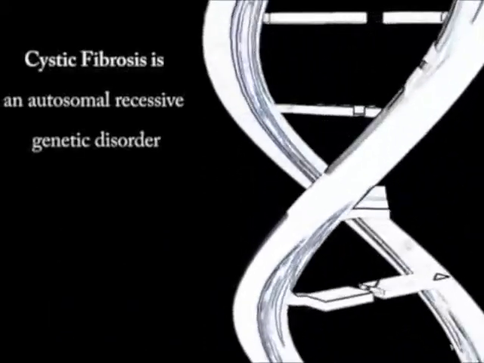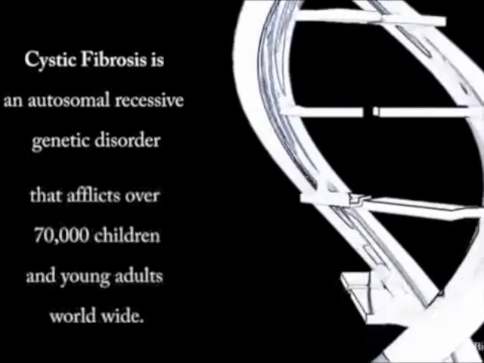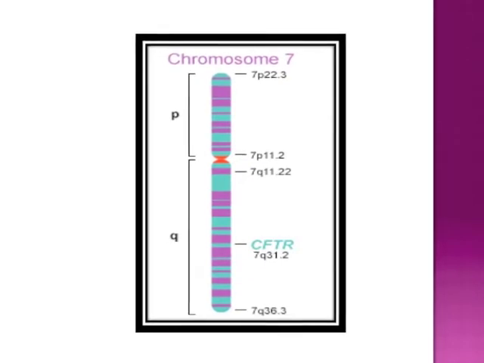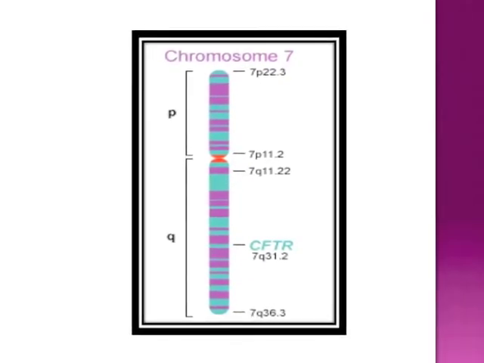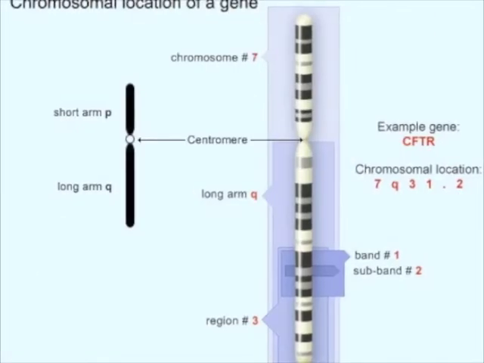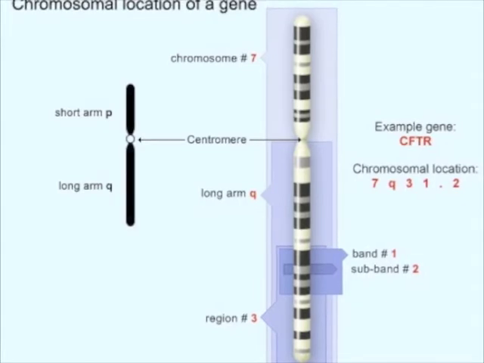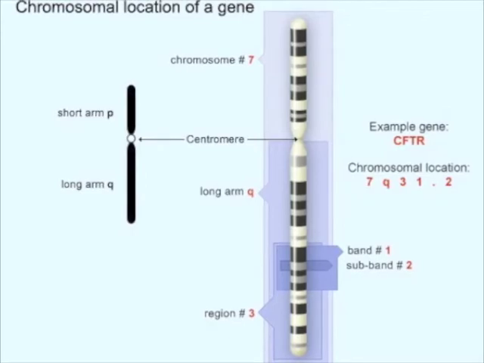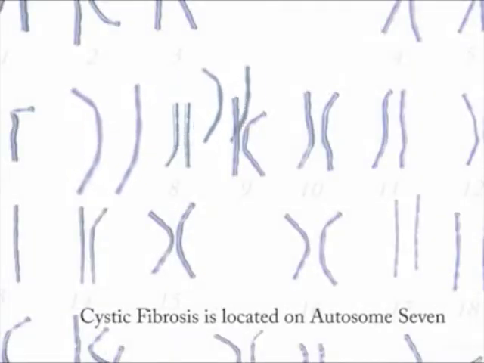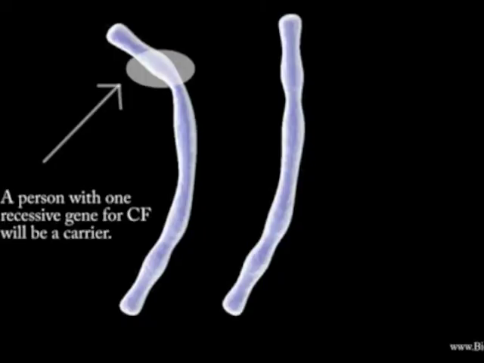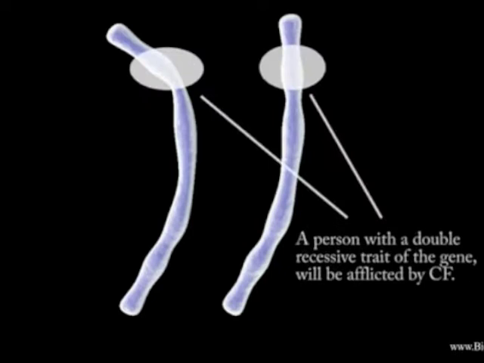Cystic fibrosis is an autosomal recessive genetic disorder that afflicts over 70,000 children and young adults worldwide. The gene associated with cystic fibrosis is cystic fibrosis transmembrane conductance regulator, or CFTR. The CFTR gene is found in region 31.2 on the long arm of human chromosome 7. A person with one recessive gene for CF will be a carrier. A person with a double recessive trait of the gene will be afflicted by CF.